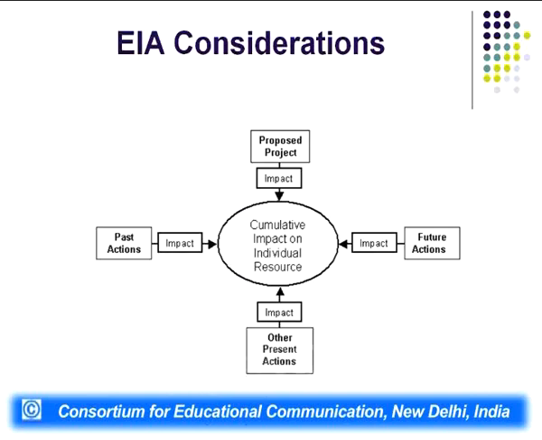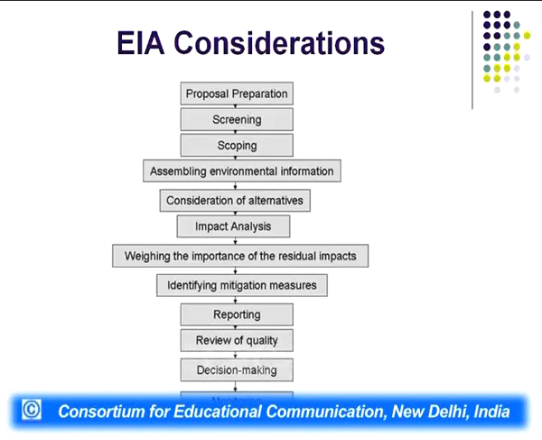Now, in this particular picture also, the considerations of EIA are given. So, in these considerations, we consider four different aspects: proposed project, past actions, future actions, and other present actions. All these, what type of impact they can have, the cumulative impact of all these four aspects on the resources and environmental conditions at some particular place where the project is to be started. This is the same thing, some clarification of the previous diagrams.